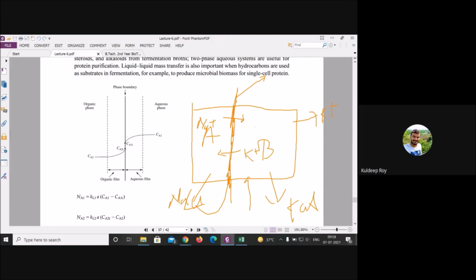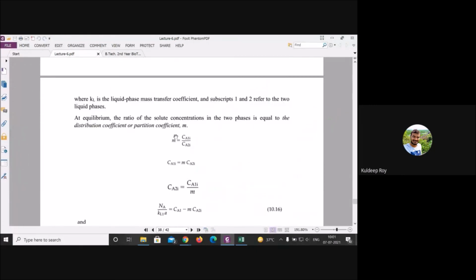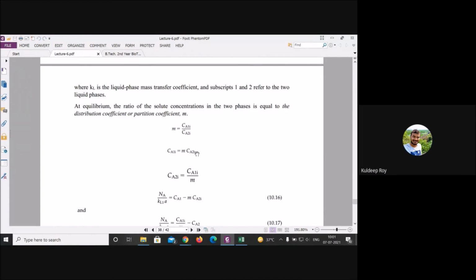So what people do is add one term called the partition coefficient. If you read thermodynamics, this is very useful when deriving any fundamental expression. Partition coefficient means the concentration of this particular compound and that compound will be the same. Now see what we have written here. At the interface, Ca1i divided by Ca2i. I think you have got what I am saying.